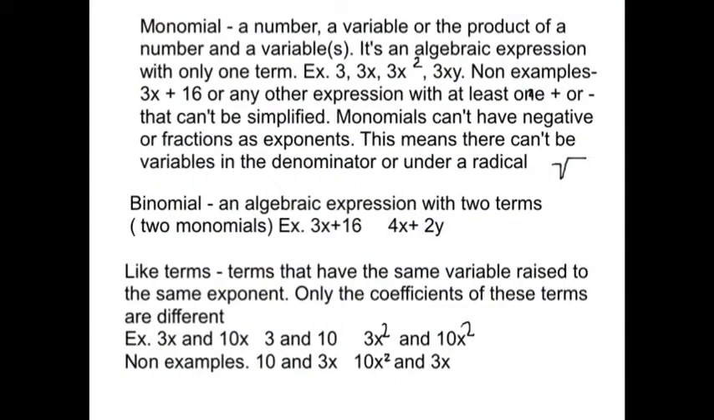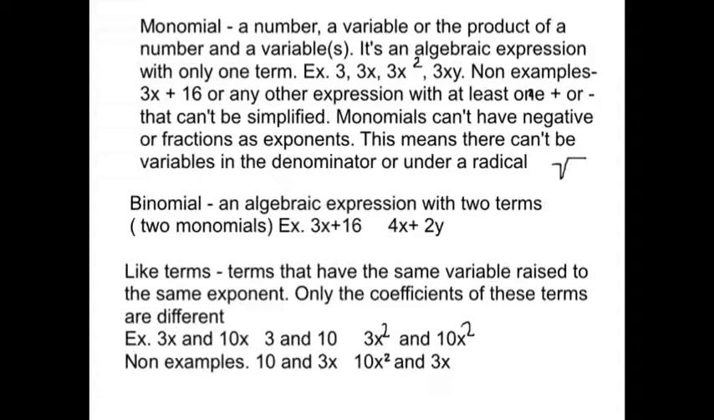Here are a couple of vocabulary words you're going to hear a lot throughout our combining like terms and simplifying expressions lessons. The first one is a monomial. If you think of the root of the word, mono, one, a monomial is a number, a variable, or the product, that means multiplication, of a number and variable or variables.